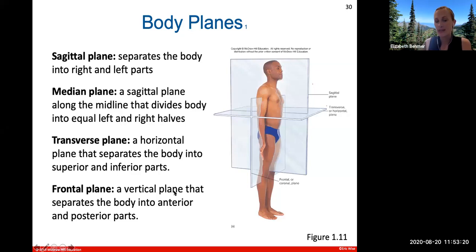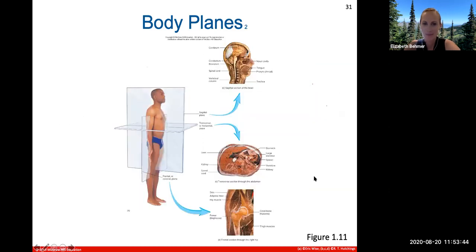And then a frontal plane is a vertical plane that separates the body into an anterior and a posterior part. So if you look at the side of this guy, it's dividing his front half from his back half. When we talk about sutures in the skull, you'll see a suture called the coronal suture, and that's just another word for frontal plane. Okay, so those are body planes.